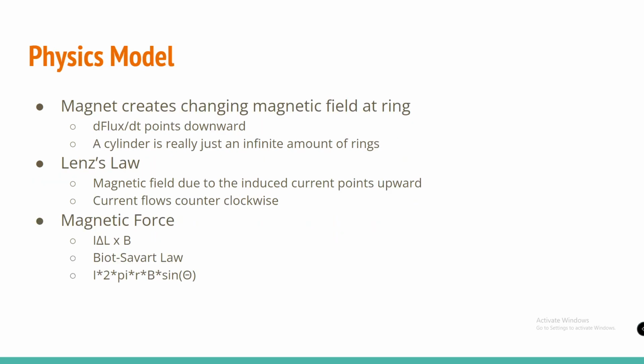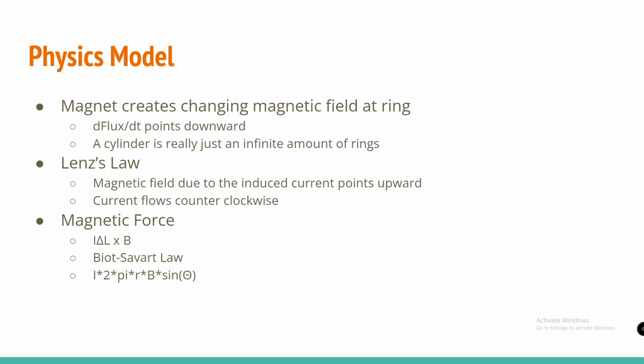So for the actual physics model, the magnet creates a changing magnetic field at the ring, and the derivative dΦ/dt with respect to time points downward, and then a cylinder is just an infinite amount of rings, so you can just use integration for that.